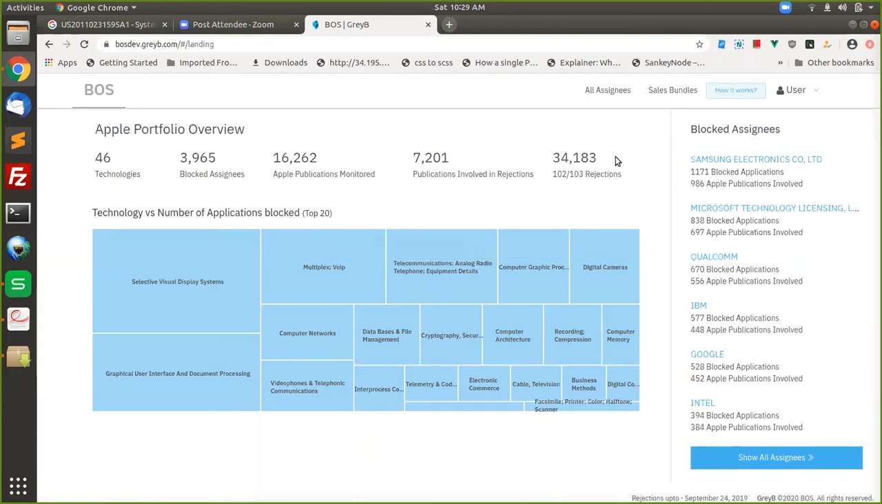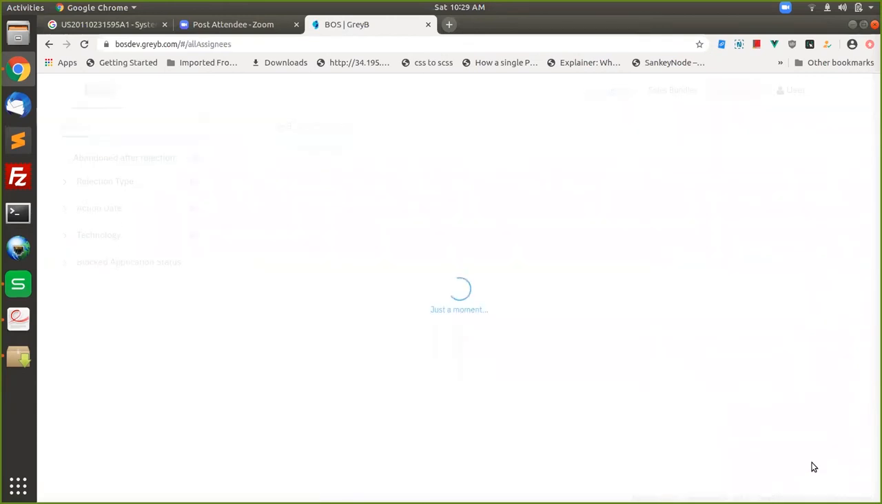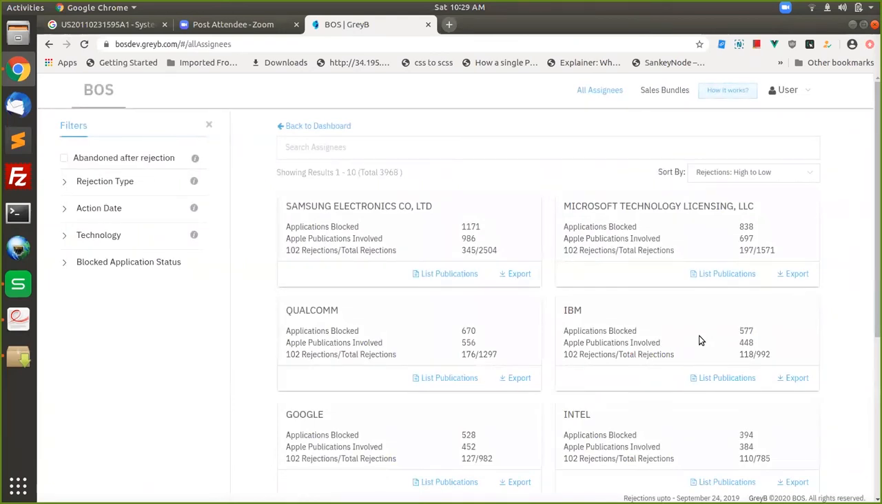So if we see the overview, this is the broad-level picture of the whole thing. These are around 16,000 publications that we have monitored here, and 7,000 were involved in rejections. Let's see what the potential targets for Apple can be. This is all US, right? Yes, it's all US. We have bifurcated this interface on the basis of 102 and 103 type rejections, which come under US laws.